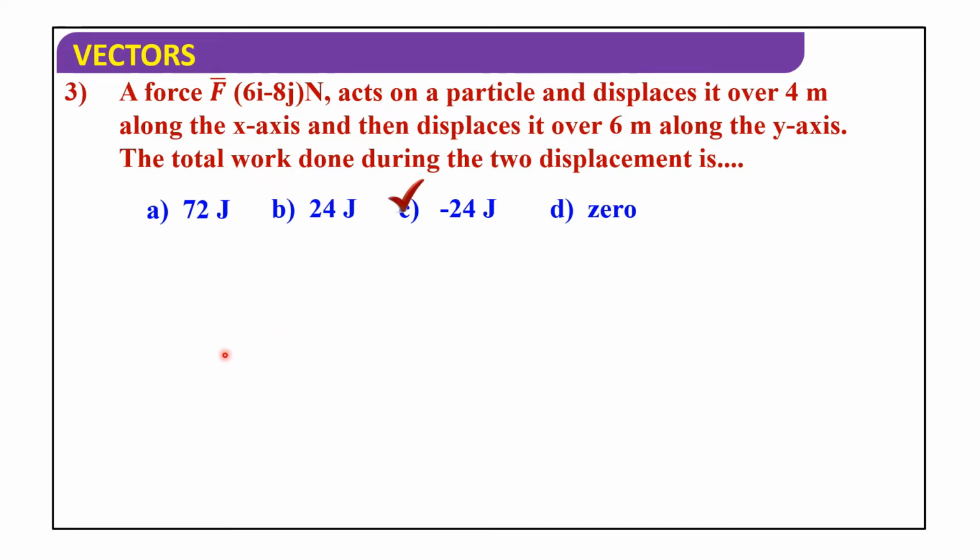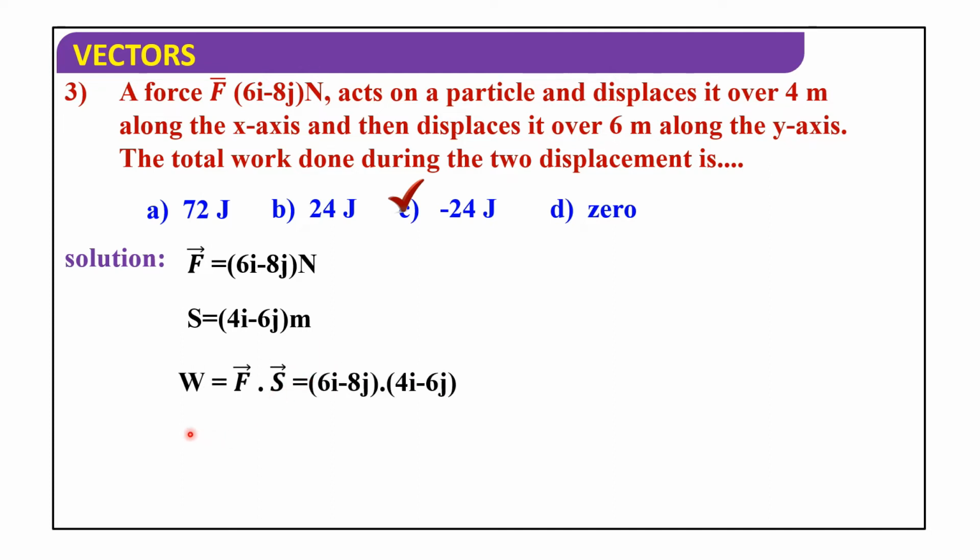Let us discuss. Given F bar is equal to 6i minus 8j newtons, and the displacement is 4i minus 6j meters. Work done W is equal to F bar dot S bar, that is (6i minus 8j) dot (4i minus 6j). 6 fours are 24, 8 sixes are 48, 24 minus 48 is minus 24 joules. So the total work done during the two displacements is minus 24 joules.